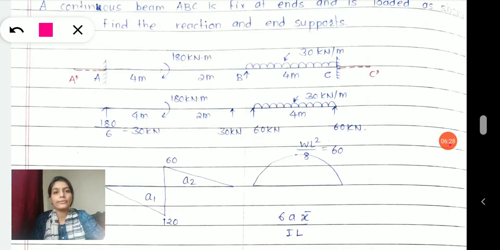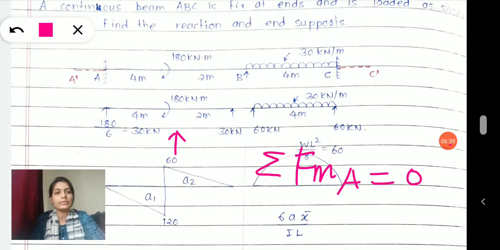Now for the first span, we will check this span. We have the summation of moments at A equal to 0. Okay, summation of moment at A equals 0. This is my A point. I will start from this end.